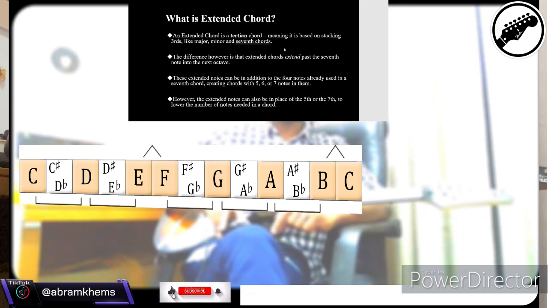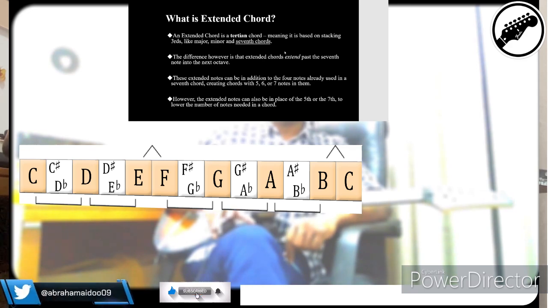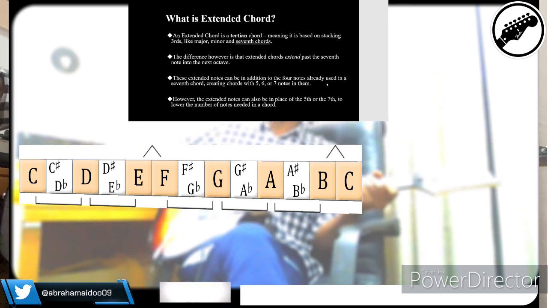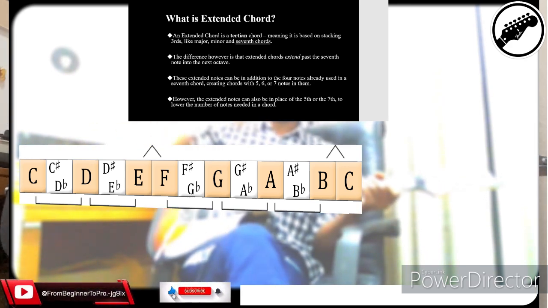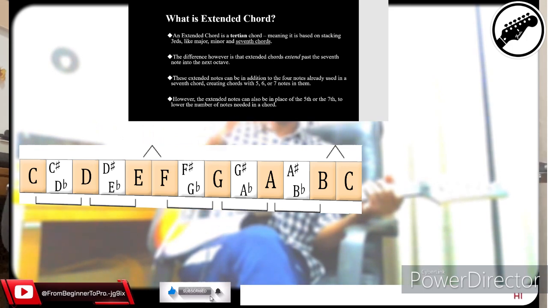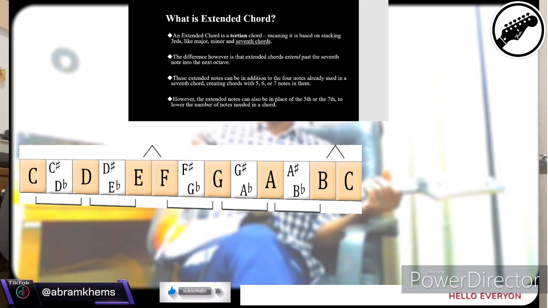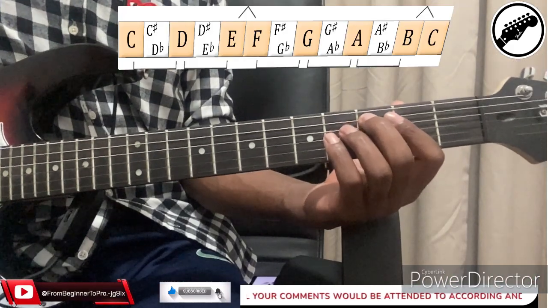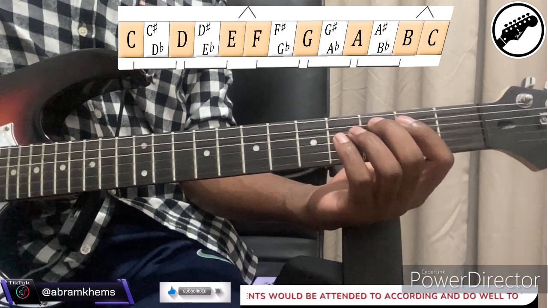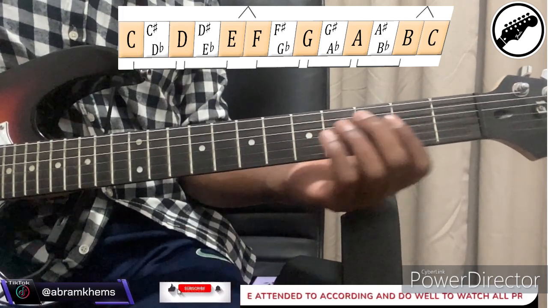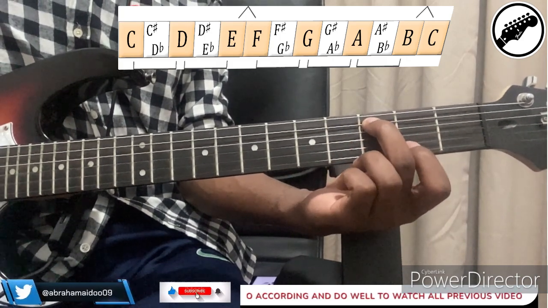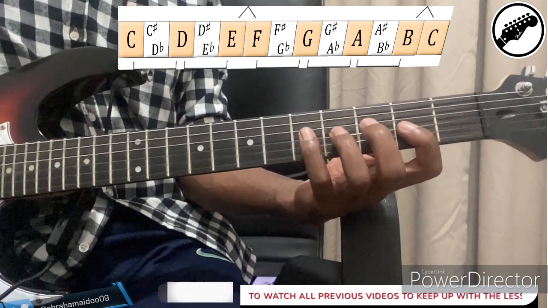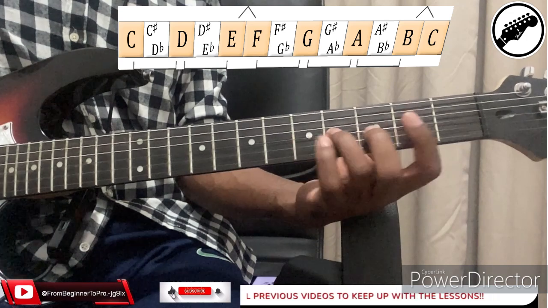So before I come to what extended chords are, let me give you a practical explanation of all that I've educated you on, or the background that I've given you. So let's go back to the guitar so that you get to understand things. Just like I said earlier on, if we take the C major scale, C, D, E, F, G, A, B, C, okay?